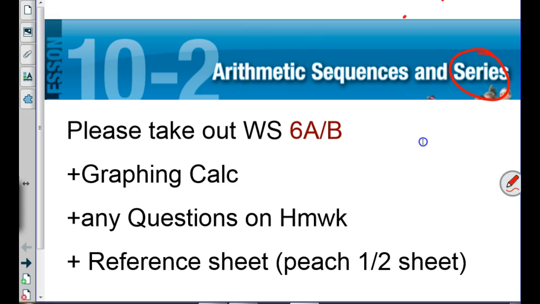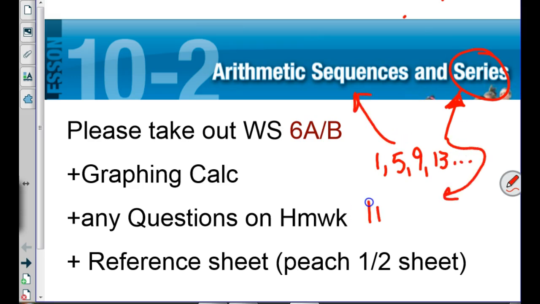A series means you're going to add up the terms. So if you had 1 and then they added 4, so you got 5, 9, 13, that would be the sequence. The series for that would look like 1 plus 5 plus 9 plus 13. And then they might ask us to find the sum of the first 8 terms or something crazy. That's what we're doing today.